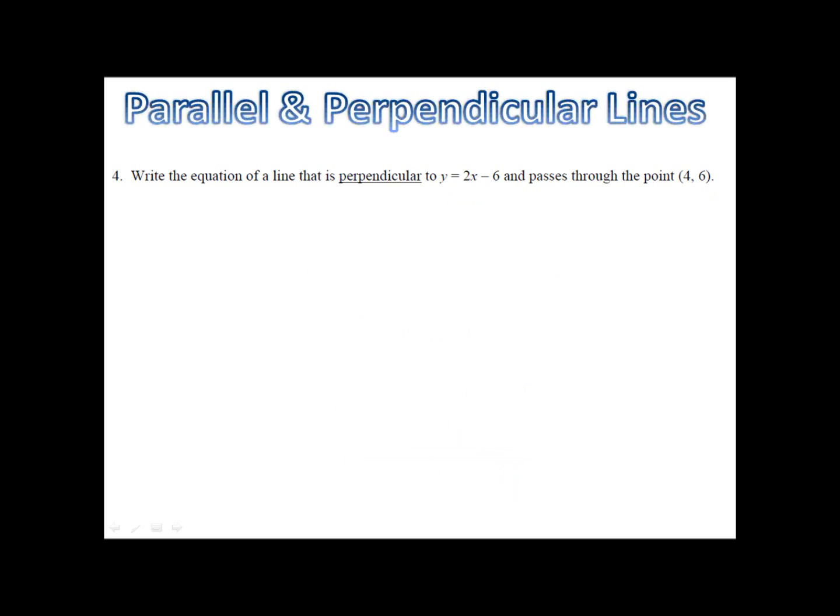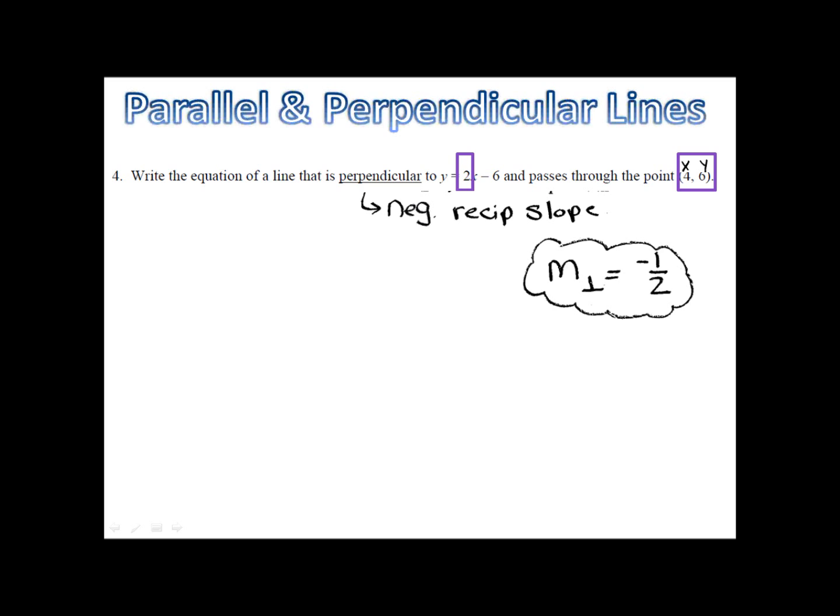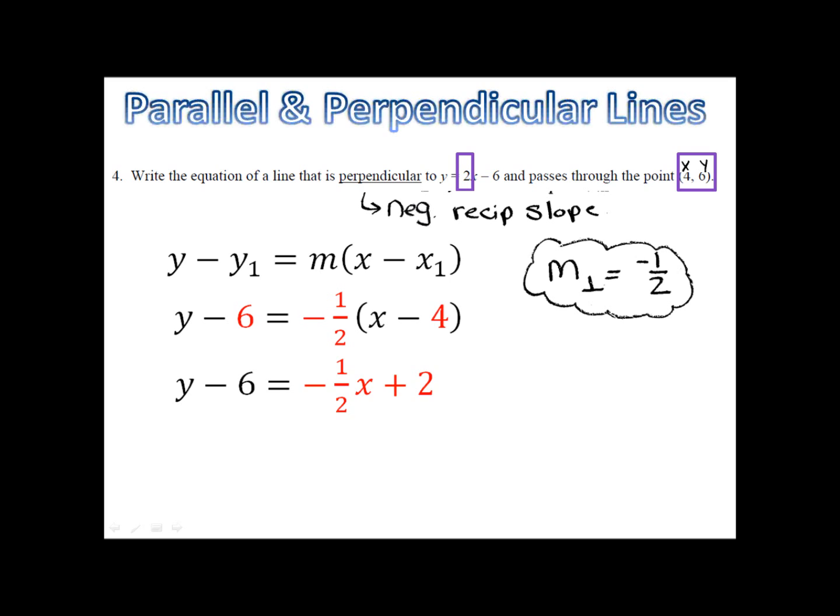Example 4, they want us to write the equation of a line that's perpendicular to 2x minus 6. Once again, I identify the original equation had a slope of 2 over 1, and I have an x and a y. Since perpendicular lines have negative reciprocal slope, the slope of the perpendicular will be negative 1 over 2. I can now use the point slope formula, or y equals mx plus b, to find the equation. I'll simply plug in my values into the formula, do my distribution, and collect everything over to the right, so y equals negative 1/2 x plus 8.